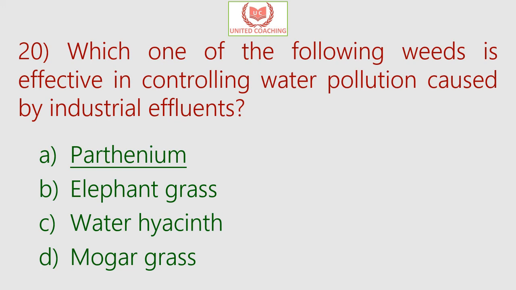Because of this, it helps in removing the impurities. So the answer to this question is, parthenium plant is used as the effective measure for controlling the water pollution caused by industrial effluents.